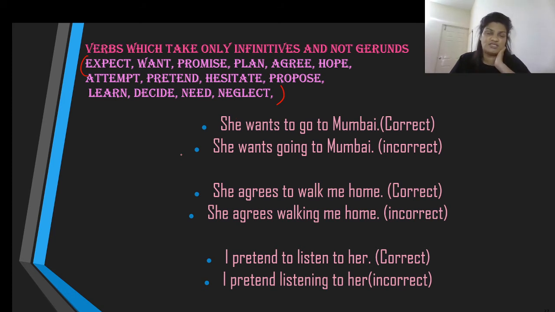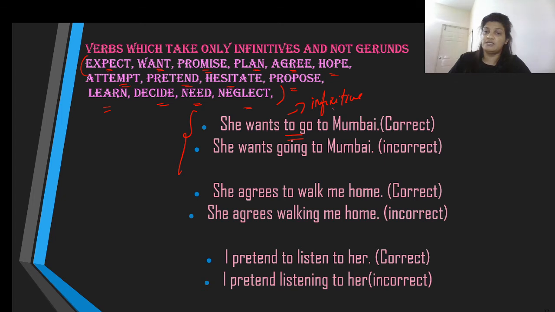They do not take gerund in a statement, like accept, want, promise, plan, agree, hope, attempt, pretend, hesitate, propose, learn, decide, need, neglect. How can we see that in a statement? Let us take an example. She wants to go to Mumbai. All right, this is our infinitive, right?